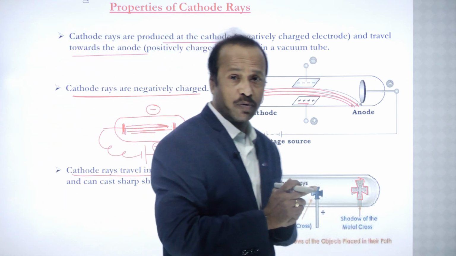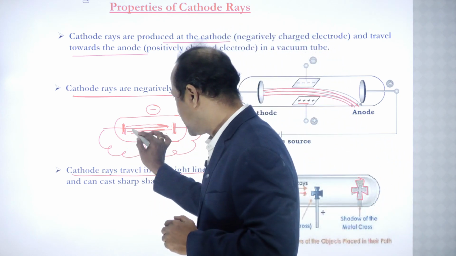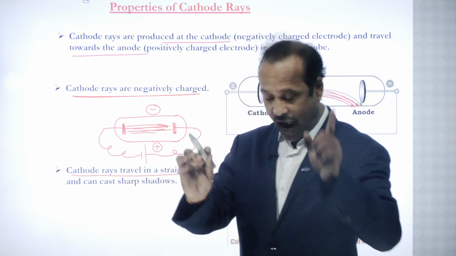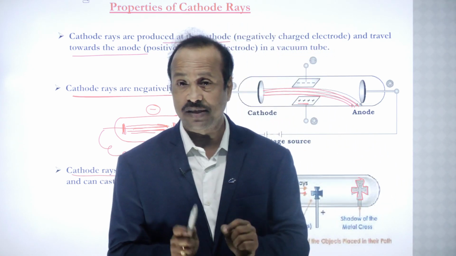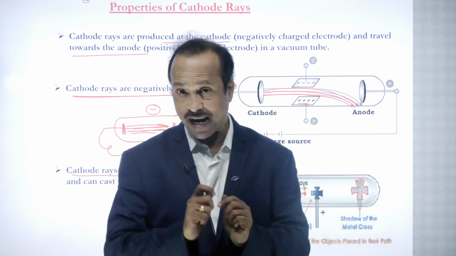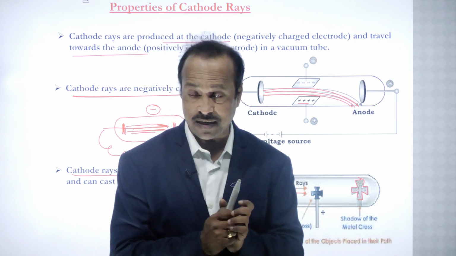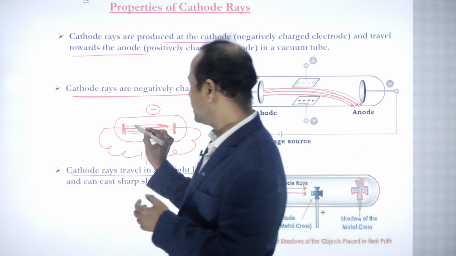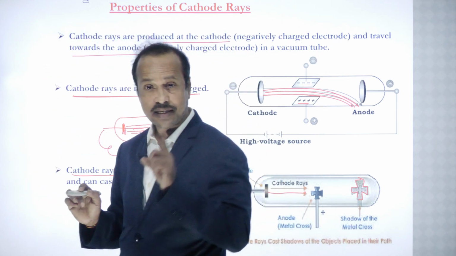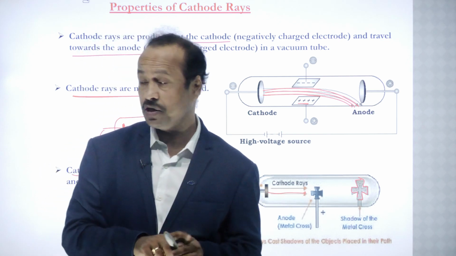Now does the ray move in a straight line? No. Why? Because these are negatively charged particles, and you know that like charges repel and unlike charges attract, opposite charges attract. So as the cathode rays are negatively charged particles, they are attracted towards the positive charge because opposite charges attract.